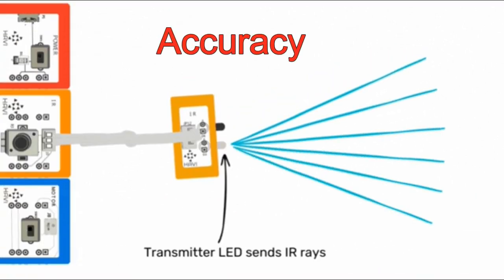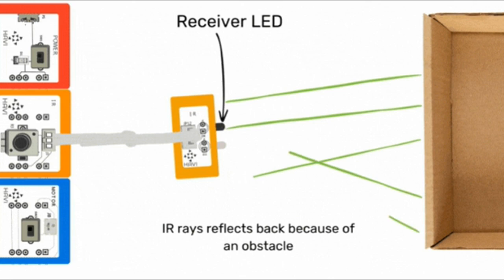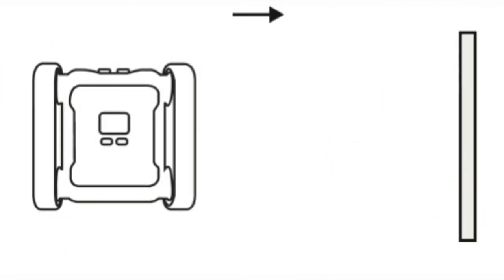Accuracy. An IR sensor's accuracy is quantified by its level of precision and reliability. Specifically, this is determined by the deviation between the measured and actual values. This deviation can be expressed either as the maximum allowable error or as the measurement uncertainty.